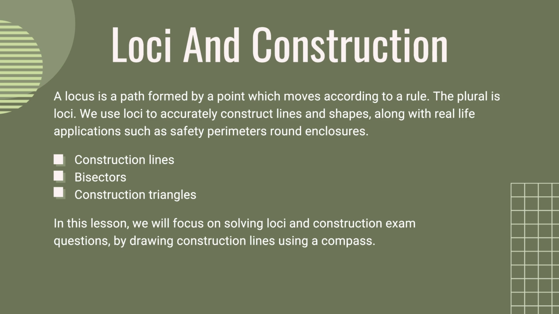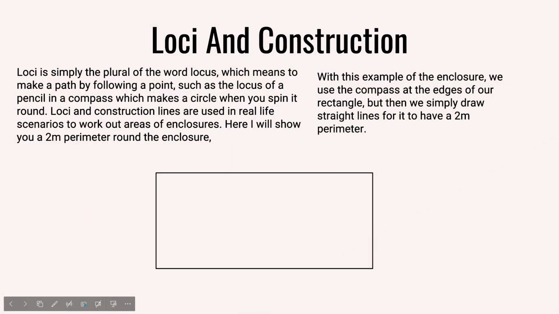For a quick introduction into loci and construction, I'll use the example of a safety enclosure to show you what a loci actually is. As we stated before, loci is simply the plural of the word locus, which means to make a path by following a point, such as the locus of a pencil in a compass, which makes a circle when you spin the compass around.